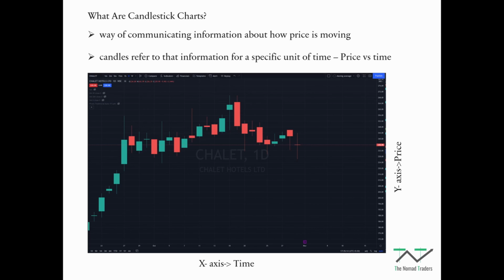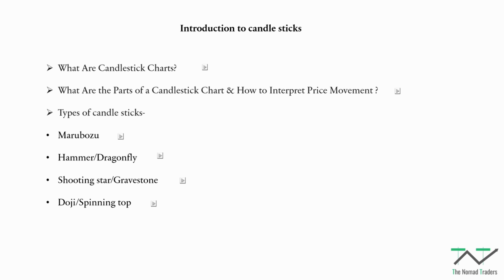A candlestick is a way of communicating information about how price is moving. In this particular graph, with time along the x-axis and price along the y-axis, you see candlestick formations depicting a particular price movement with respect to the underlying. What are the parts of a candlestick chart and how to interpret price movement?